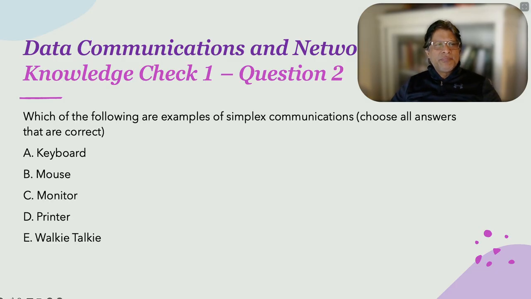Second question, which of the following are examples of simplex communications? Choose all answers that are correct. So the options we have to choose from are keyboard, mouse, monitor, printer, or walkie-talkie. And you can choose multiple answers, whichever are correct. So I'll let you think about it for a few seconds, and then we'll look at the answer. And the answer is keyboard, mouse, monitor, and printer.